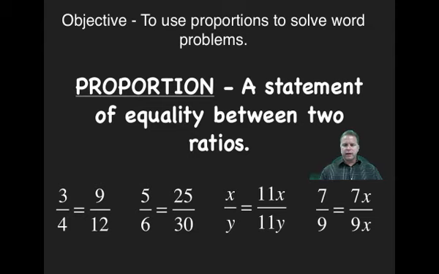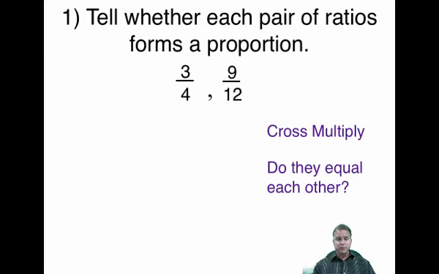And same for 7/9 and 7x over 9x. So they are equal to each other. If they're equal, that helps us solve these. So let's practice by telling whether each pair of ratios forms a proportion.